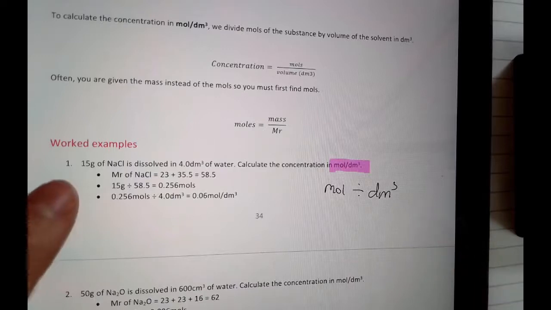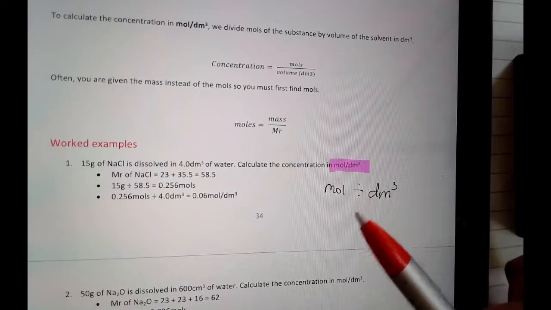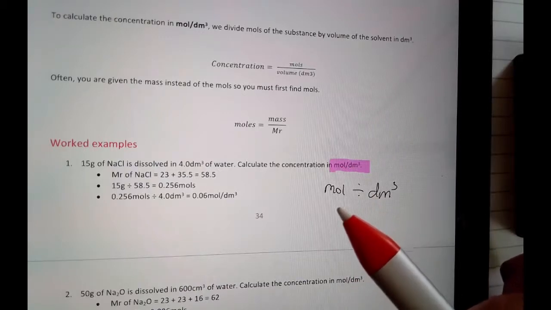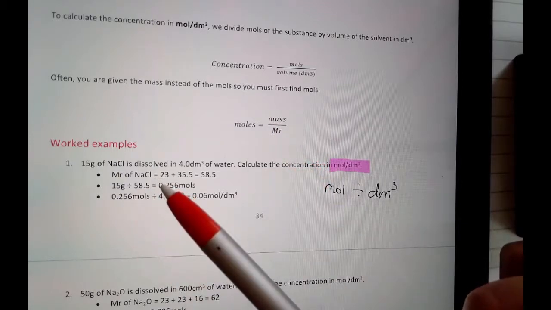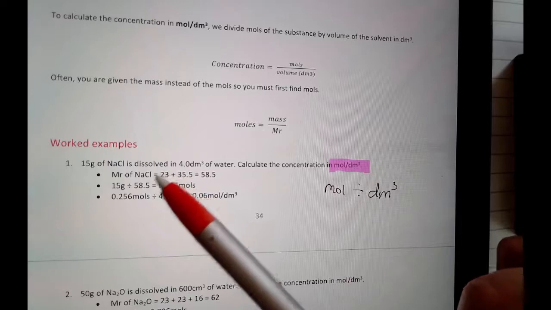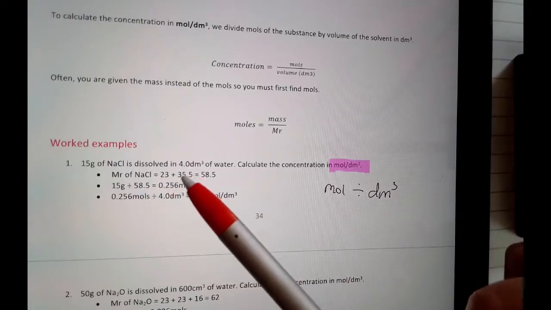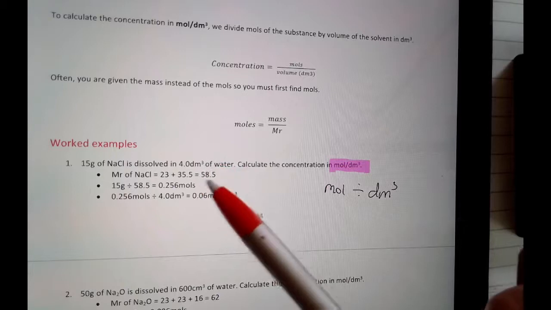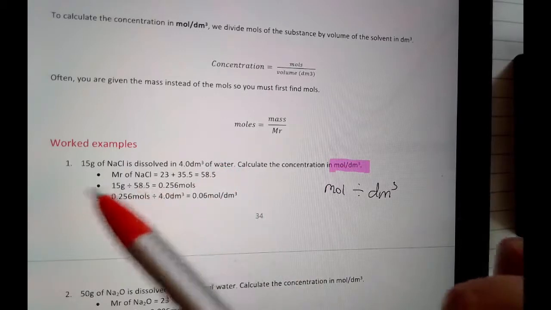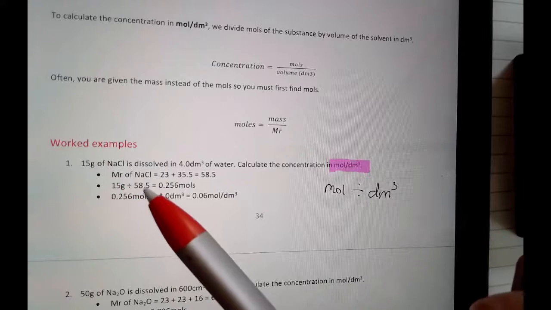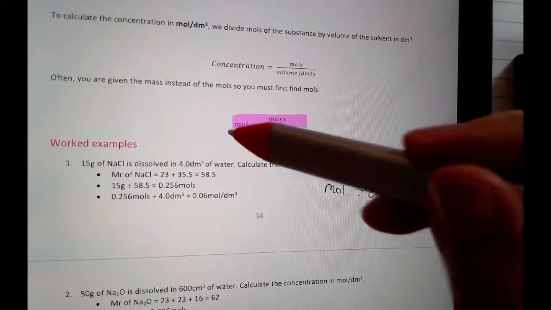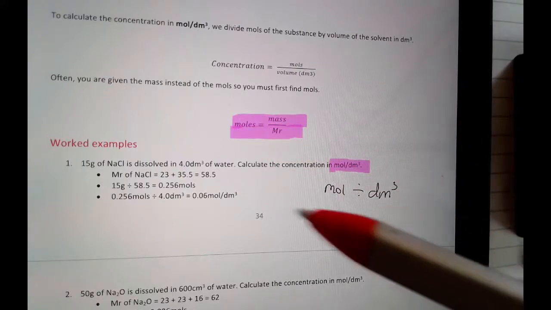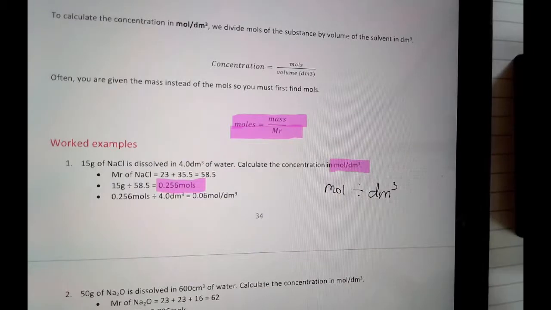Instead, you've got something in grams, and you need to take what you've got in grams and convert it to moles before you can calculate concentration. And we've done this millions of times already. What I need to do is divide by my formula mass. So the formula mass of NaCl, I use the big numbers from my periodic table. The mass number of sodium is 23. The mass number of chlorine is 35.5. I find my formula mass of NaCl. I then take the mass of NaCl, I divide by the formula mass, and I work out the number of moles. So it's this same equation here that we've used a million times already to convert from mass to moles.